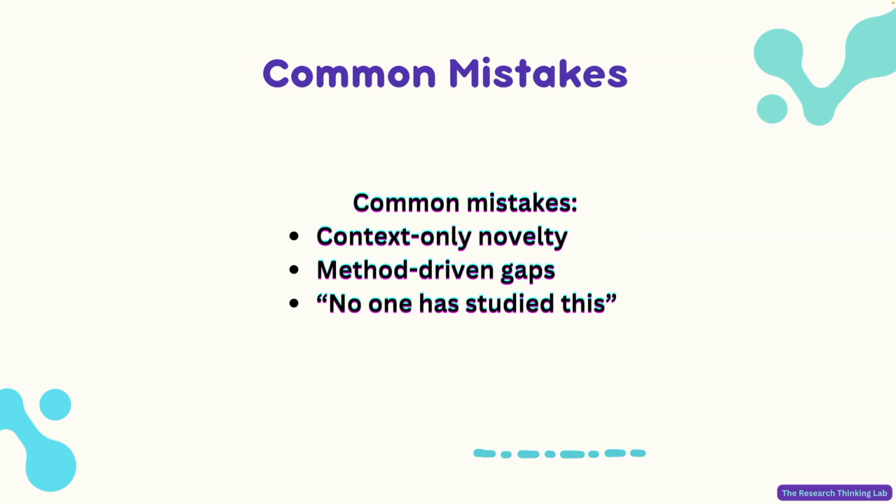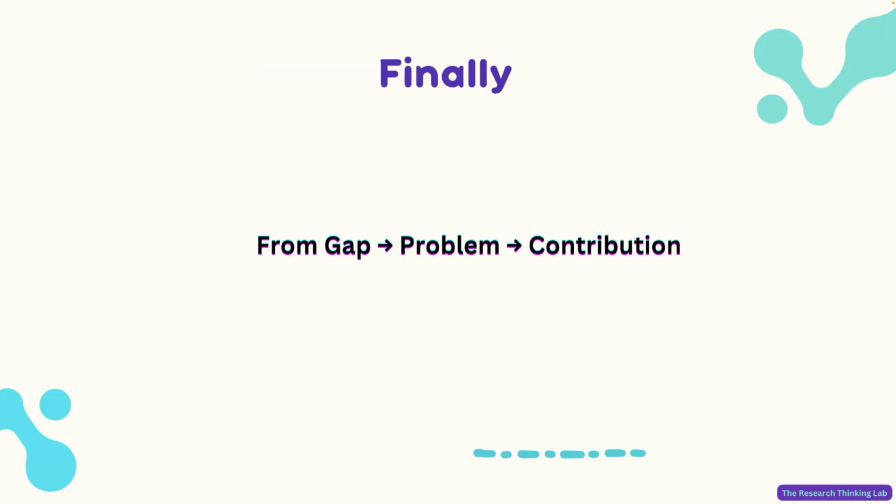And hence we have to mitigate the common mistakes. Many weak studies rely on context alone or confuse a method limitation with a research problem. A problem must exist independently of your dataset. Finally, a research gap tells you where to look. A research problem tells you why you must look.